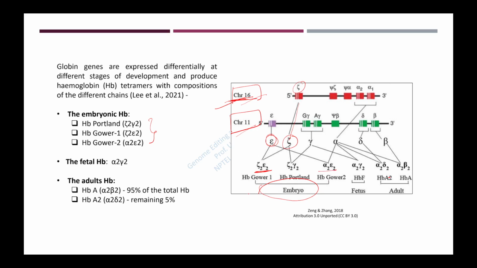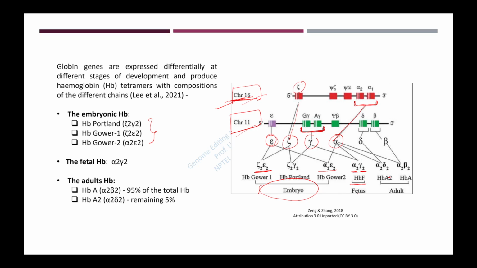When the embryo develops into a fetus, the globin subunits change. The hemoglobin subunits in the fetus are alpha 2 and gamma 2. Alpha is coded from either of the two genes present on chromosome 16, along with the gamma gene that is coded from the two genes present on chromosome 11. These two make alpha 2 gamma 2, which is the fetal hemoglobin.